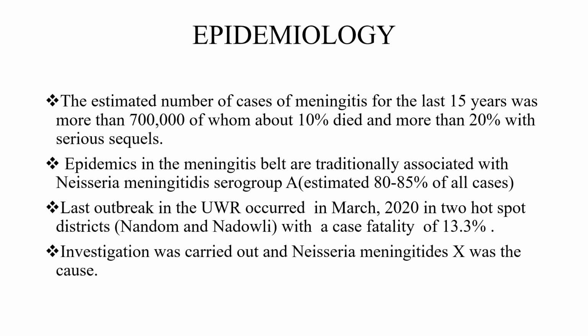In the Upper West region, the last outbreak that was recorded was in March 2020, which was in 2 districts, that's the Nandom and the Lawra district, with a case fatality of 13.3%. During the outbreak, information from the surveillance revealed that it was caused by Neisseria meningitidis X serotype, which unfortunately does not have a vaccine. So mass vaccination was not possible during the outbreak.